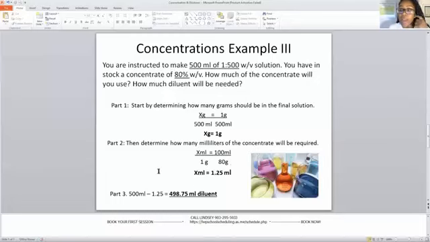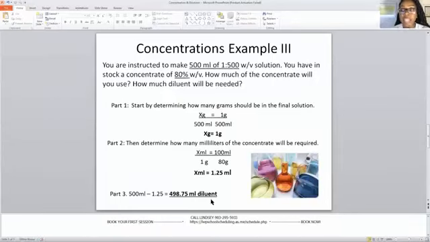I come back, look at my total part. My total part was 500. I subtract my 500 by my 1.25 concentrate, and my answer is 498.75 milliliters of diluent is how much you're going to need.